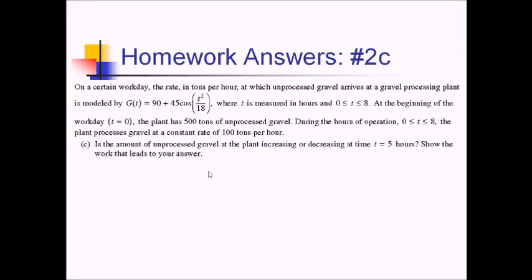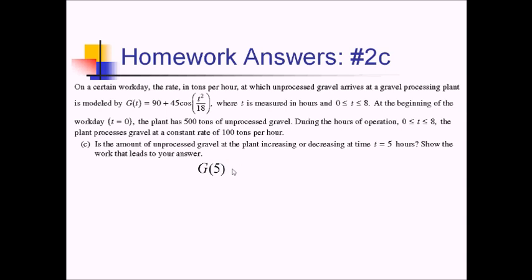For part C, they want to know if the amount of unprocessed gravel in the plant is increasing or decreasing at time 5 and justify that. All right, so there's two processes that are going on. This G function is giving us gravel to work with, so this is happening throughout the day. But we also have this 100 tons per hour rate at which gravel is being processed. So if you want to know if the amount of gravel is increasing or decreasing, we have to compare whether the rates at time 5, which one's bigger. So let's first find what g of 5 is, because that'll tell us how fast we're processing gravel at time 5.